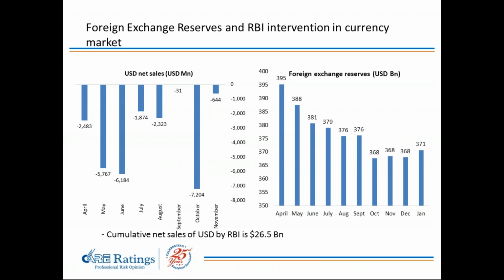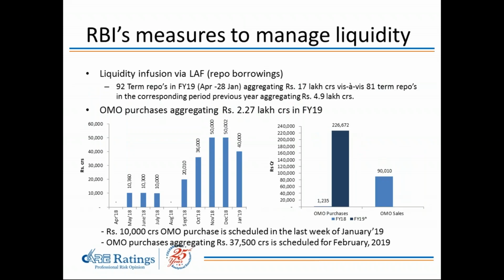Selling of the US dollars by RBI has in turn led to a decline in the foreign exchange reserves of RBI from $395 billion in April 18 to $371 billion in January 2019. RBI has been monitoring the liquidity situation and has from time to time come up with various measures to manage the banking system liquidity. I have covered these measures here.